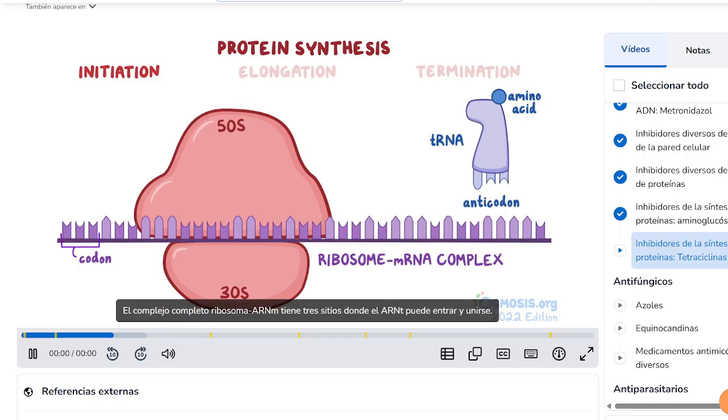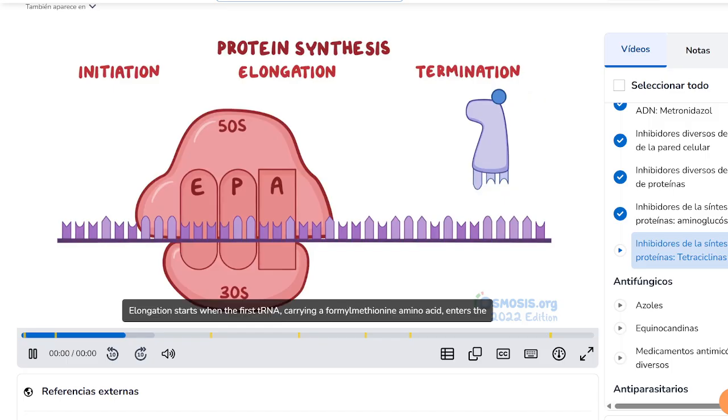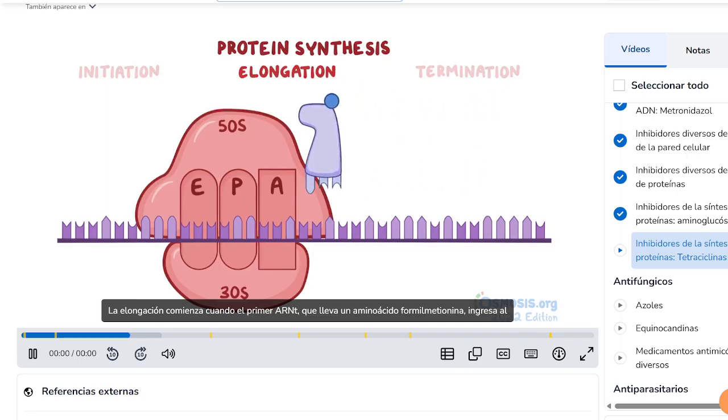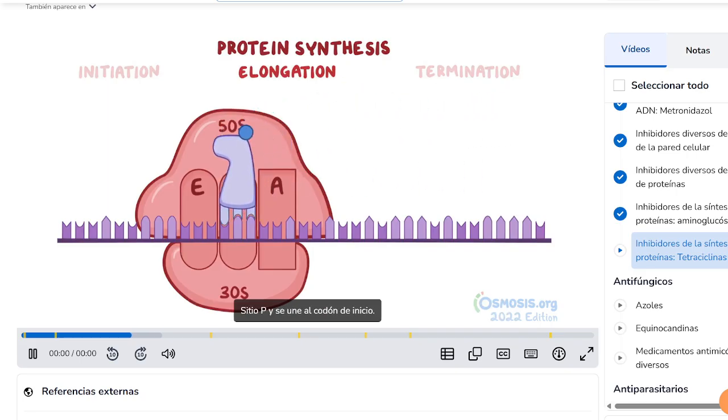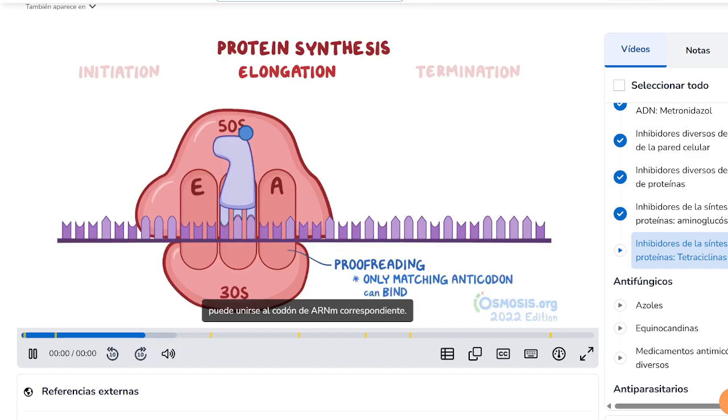The complete ribosome mRNA complex has 3 sites where the tRNA can enter and bind. These are called the A, or aminoacyl site, the P, or peptidyl site, and the E, or exit site. Elongation starts when the first tRNA carrying a formyl methionine amino acid enters the P site and binds to the start codon. This causes a conformational change in the ribosome, which unlocks the A site for the next tRNA. A process called proofreading happens here, where only tRNAs with the matching anticodon can bind to the corresponding mRNA codon.